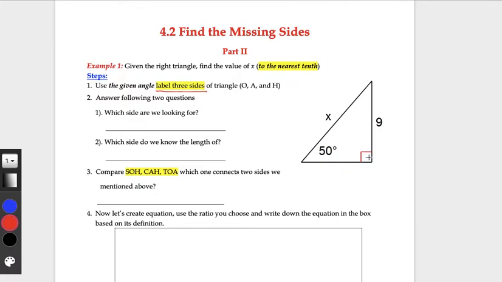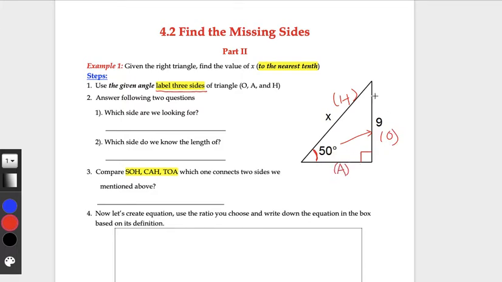As we mentioned, the 90-degree angle is across from the hypotenuse. This is the longest side, and it's always across from the 90-degree angle, so it's very easy to see. And then the given angle is 50 degrees here, so draw the arrow here. This is the opposite side. The rest is the adjacent side.